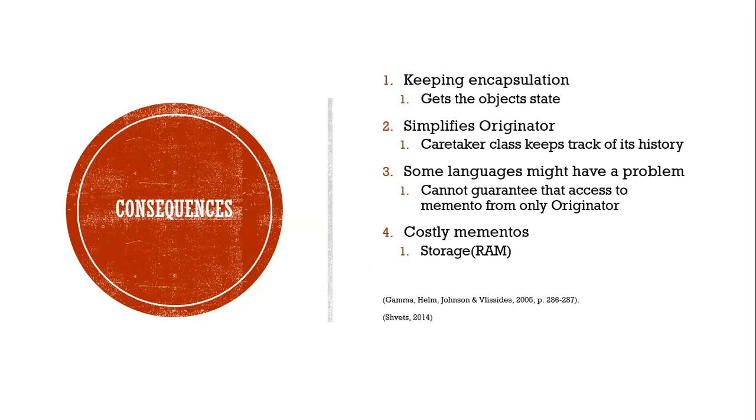So the consequences of this design pattern is keeping encapsulation. It gets the object state, so it does keep encapsulation. It simplifies the originator because the caretaker class keeps track of its history. Some languages might have a problem with this design pattern because it cannot guarantee access to the memento from only the originator. So you might have to create a concrete memento and or a concrete originator, like I did, to help with this. Mementos can also be costly, because you're constantly creating mementos. If your program constantly undoes and saves, you might run into a storage or RAM problem.